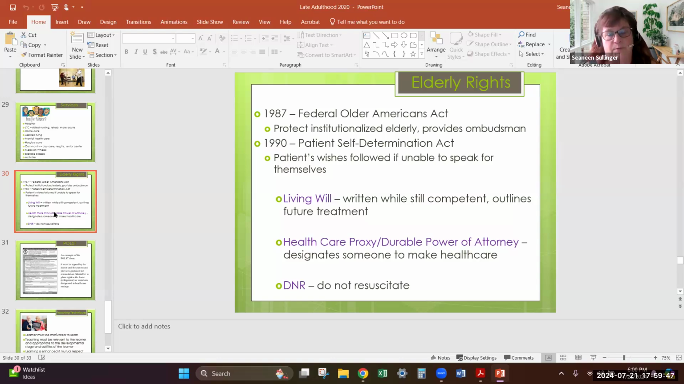You can also designate a healthcare proxy or a durable power of attorney for healthcare, so that if you are unable to make healthcare decisions, you have somebody else that you have designated that is able to make those decisions. Hopefully you've talked extensively to that person so they know how to advocate for you and protect you, and do what you'd like. And there's also something called a living will, which outlines future treatment, what they would or would not like to have happen. The person should write it before they have any cognitive decline. Those are important documents, important things to know about a person.